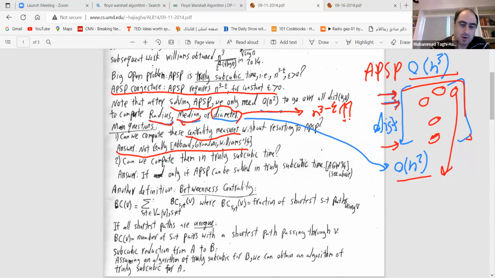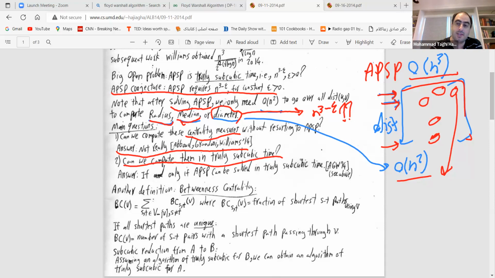And the question is, of course, can we compute them in truly subcubic time? In this case, as I mentioned, especially for these two problems, radius and median, they can be solved in subcubic time if and only if all pairs shortest path can be. We will talk more about it. But again, for diameter, we don't know the answer.